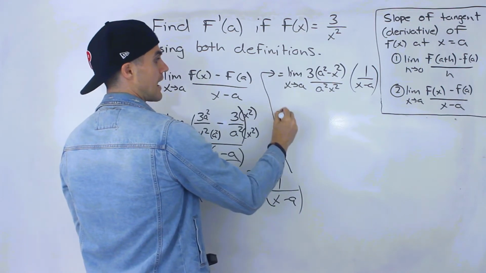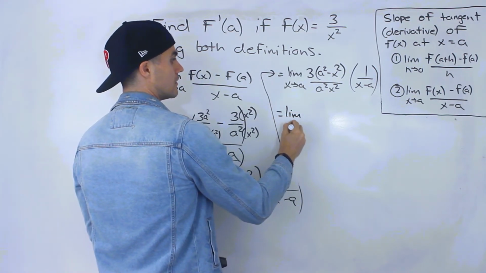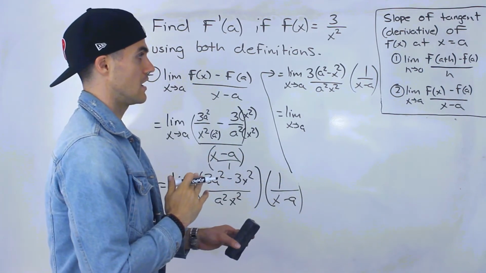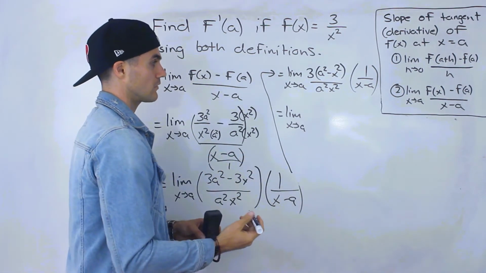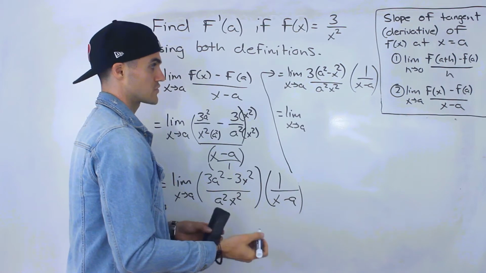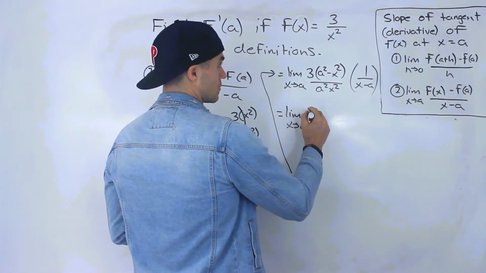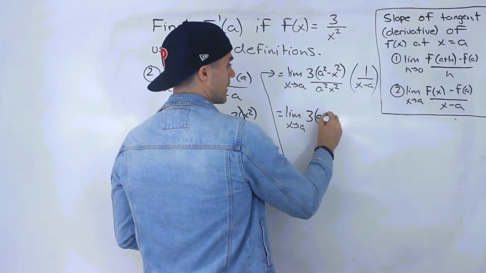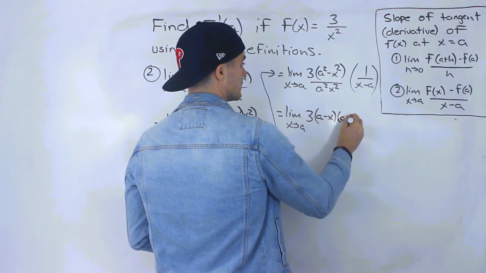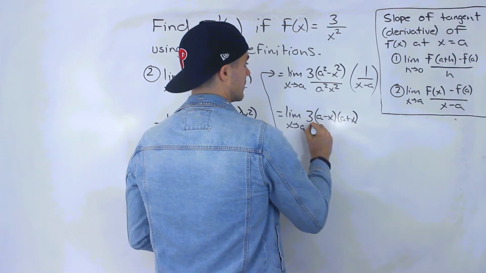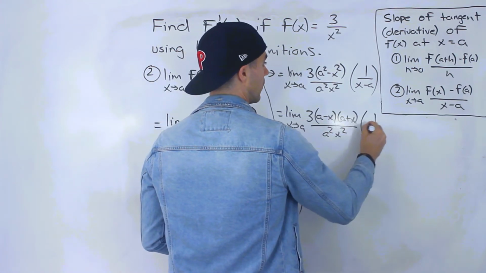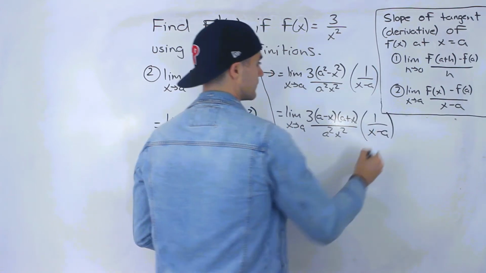And then notice that this a squared minus x squared, that is a difference of squares. So we'd get 3, factoring that would be a minus x, a plus x. This is going to be all over a squared, x squared, and we're still going to be multiplying by 1 over x minus a.